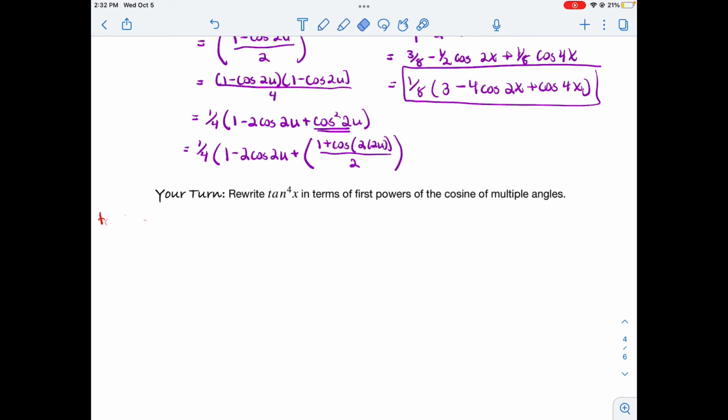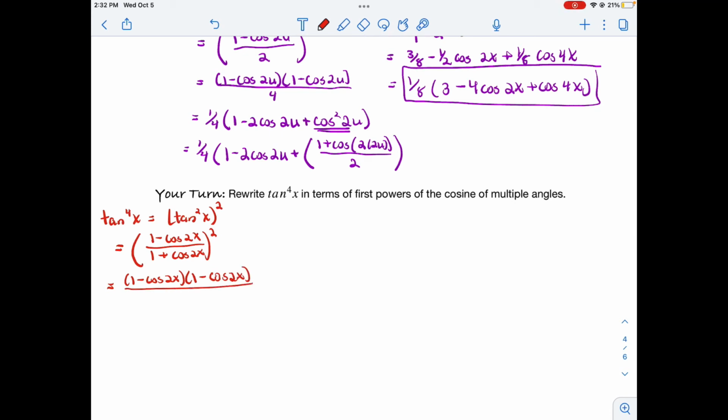So we're going to start doing the same way as we did the last one. So we're going to rewrite tangent to the 4th x as tangent squared x quantity squared. All right, and then replacing our power reducing formula for tangent, which is (1 minus cosine of 2 theta) divided by (1 plus cosine of 2 theta), then distributing the square to the top. So that means I'm going to take the top times itself, and then distribute the square to the bottom, meaning I'm going to take the bottom times itself, and I'm going to multiply that out using our full method.